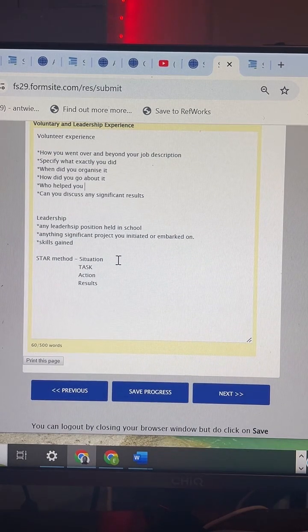And so we always say that you have to be using the STAR method when you're talking about leadership. So the STAR method is, the S stands for situation. And so what was a specific situation that you needed to intervene? And what was the task that you needed to carry?